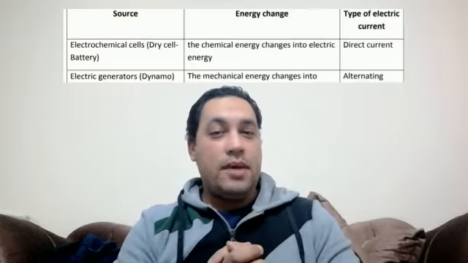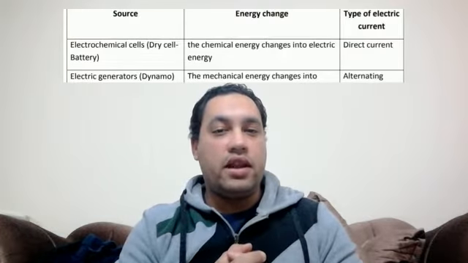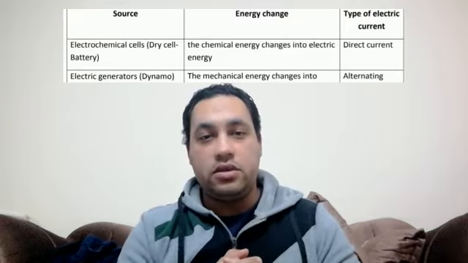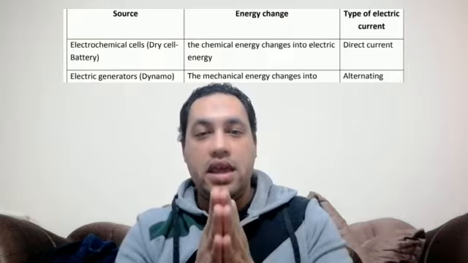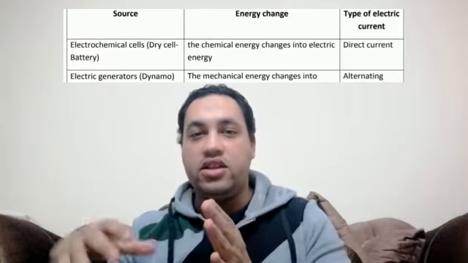Let's start our lesson about what are the sources of the electric current. We have two types of the sources of electric current, which are electrochemical cells and electric generator.